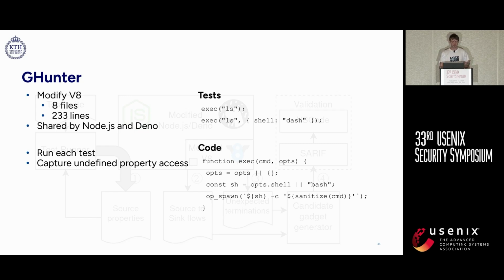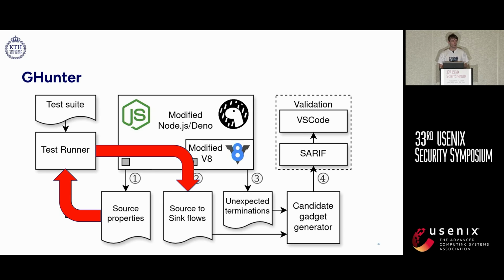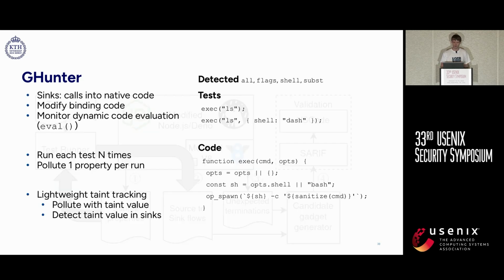And what will happen is by running these 2 tests, we will detect, let's say, 4 properties. So we already know that we will detect a shell property. We've run through this example before, but let's say we also find these 3 additional properties. Maybe they occur in the sanitize API. What we do next is we run the test suites again, but this time we use these undefined properties that we detected as an input to the test run. And our goal is to find these source to sink flows that I mentioned before.